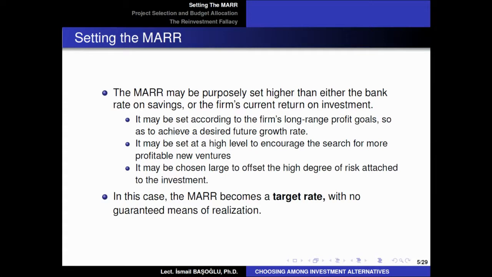Now, in these cases, the minimum attractive rate of return becomes a target rate with no guaranteed means of realization. So it may be, even though you evaluate your projects with a minimum attractive rate of return, that rate of return may not be realizable at all. Okay, so it may not be attainable. It may be just an objective.